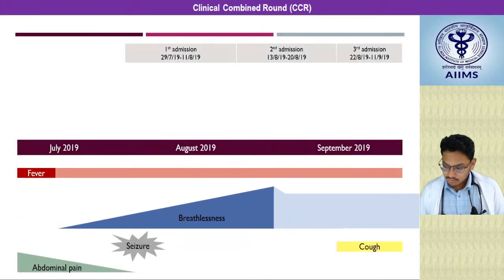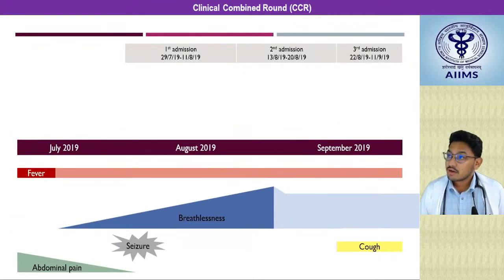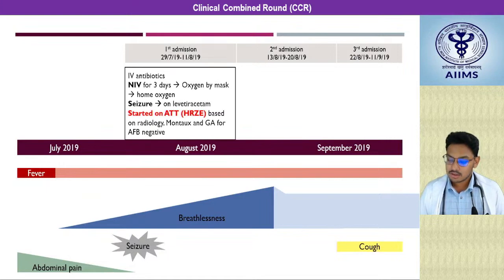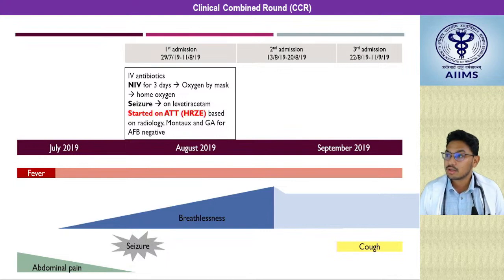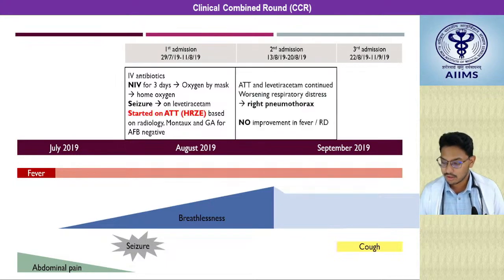With these complaints, before presentation, she had already been admitted thrice at various hospitals. In the first admission, she received IV antibiotics in view of the respiratory distress. She required non-invasive ventilation for 3 days and was eventually discharged on home oxygen. Levetiracetam was started in view of the focal seizure, and based on the radiological findings, she was started on first-line anti-tubercular therapy, although no microbiological evidence was present; 1-2 gastric aspirates for AFB were negative.